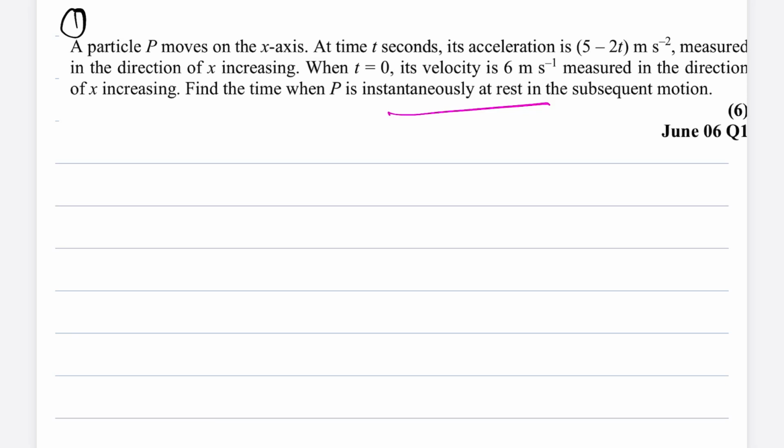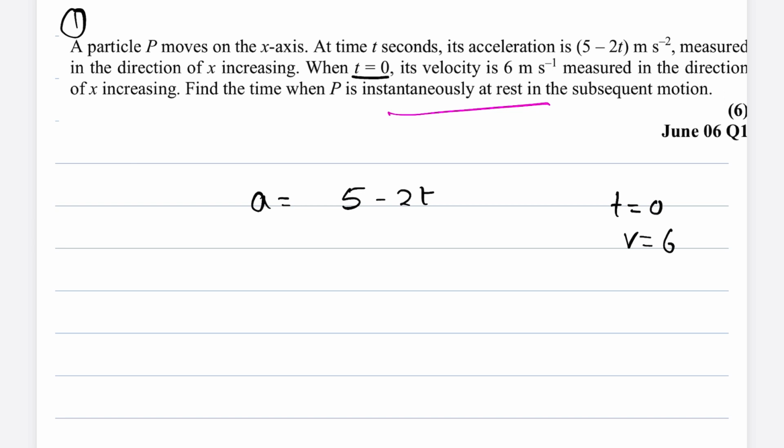Welcome, this is the video based on variable acceleration, part 2, past paper questions. The first question: a particle P moves on the x-axis. At time t, the acceleration is given as 5 minus 2t, measured in the direction of x increasing. When t equals 0, v equals 6. Find the time at which it is instantaneously at rest.